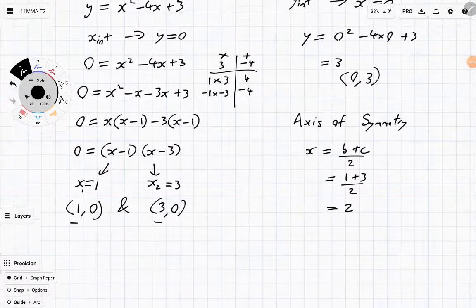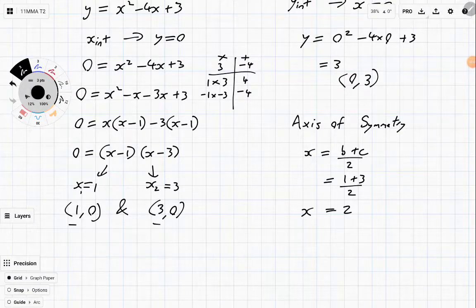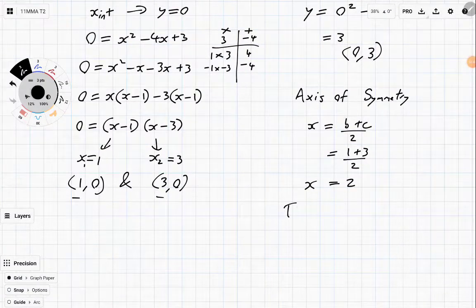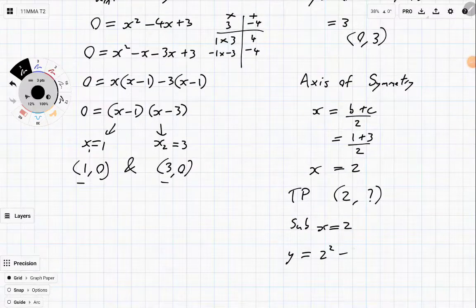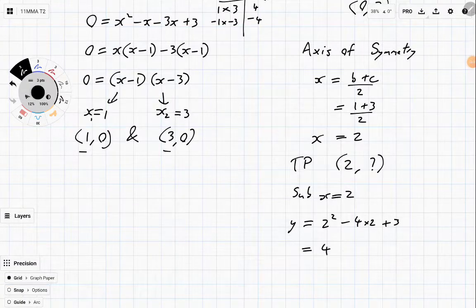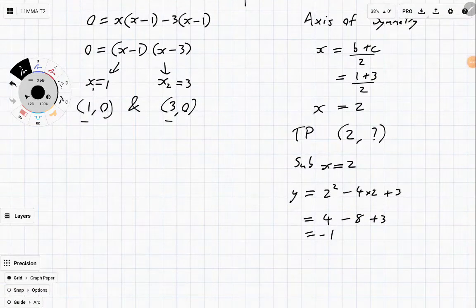Now, since that's our axis of symmetry, x equals 2, that also tells us it's going to be the x-coordinate of our turning point. So our turning point is going to be 2 comma something, and now we just need to substitute it in. So sub x equals 2, we get y is equal to 2 squared minus 4 times 2 plus 3, 4 minus 8 plus 3, which is minus 1, and so the turning point is 2, negative 1. And now we can sketch.